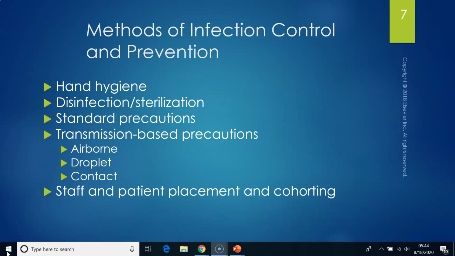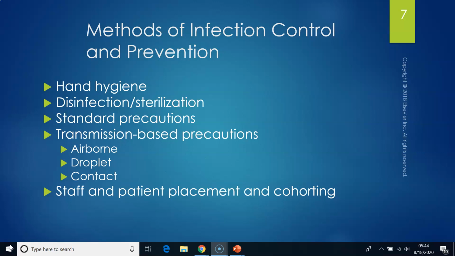Staffing and patient placement and cohorting. When you're dealing with a patient who has an infection, you want to make sure that you have adequate staff so that the nurses are able to make sure that they're donning and doffing their PPE correctly, that they're able to keep that patient safe by making sure they have the correct precautions in place. Patient placement is also part of staffing, making sure that patient, if at all possible, is in a private room. Now, if they have airborne or droplet, they truly need to be in a private room.